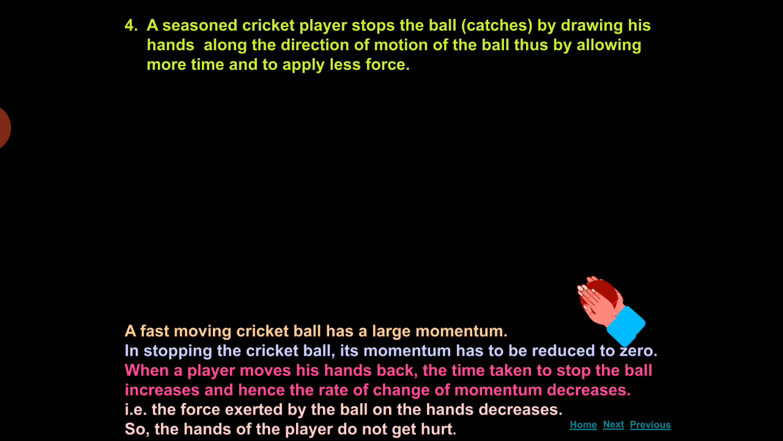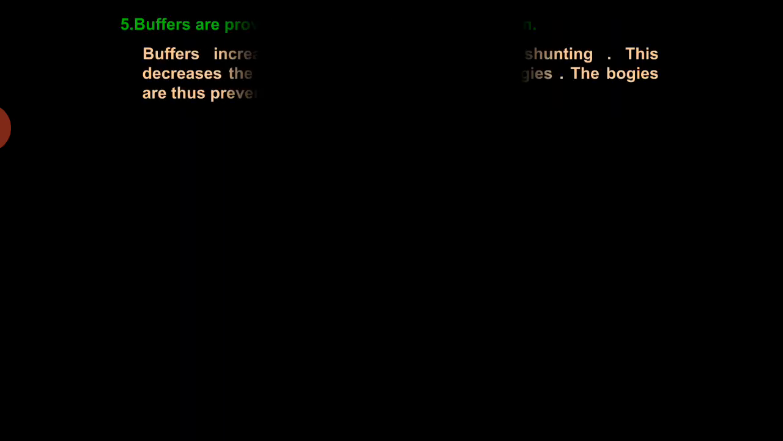A fast moving cricket ball has a large momentum. In stopping the cricket ball, its momentum has to be reduced to zero. When a player moves his hands back, the time taken to stop the ball increases and hence the rate of change of momentum decreases. That is, the force exerted by the ball on the hands decreases. So, the hands of the player do not get hurt.